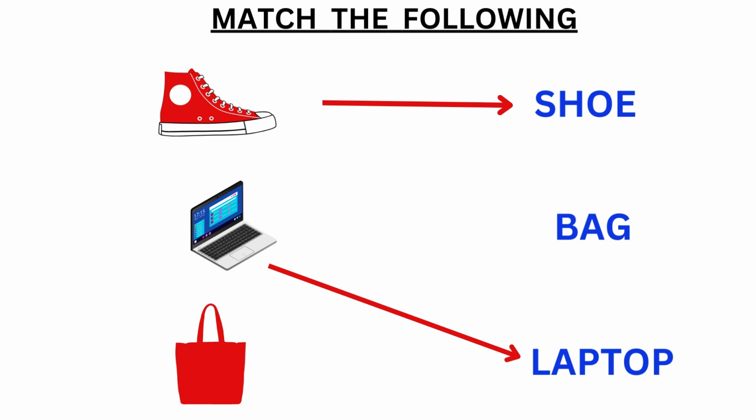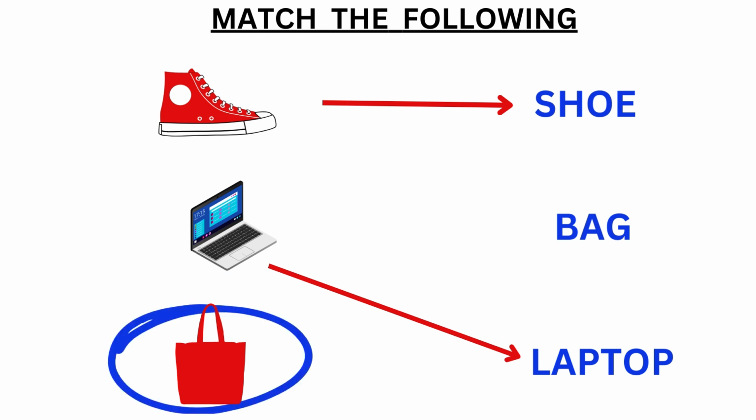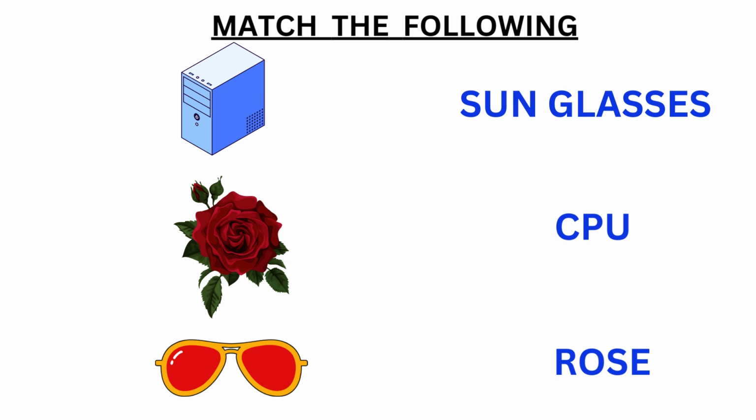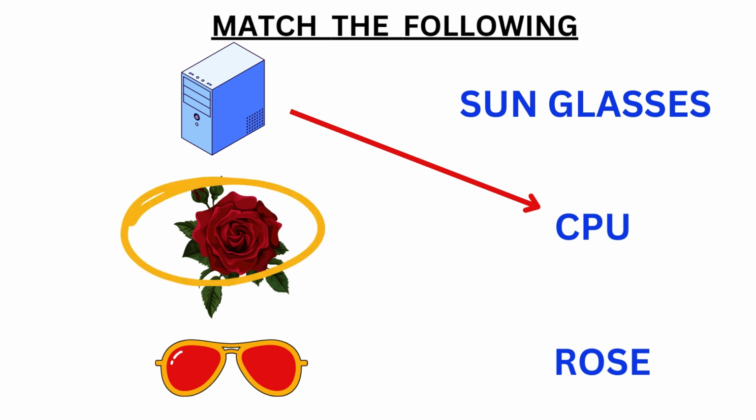Lastly, we have an accessory used to carry items such as books, clothes or groceries. What is it called? It's the bag. On this slide, we have three different images. First, we have a hardware component of a computer. What do we call this? It's the CPU.